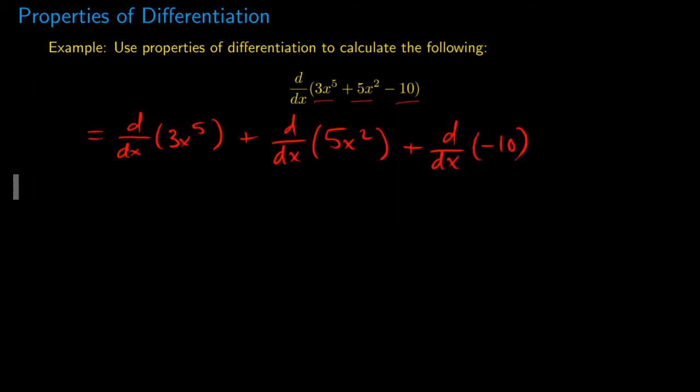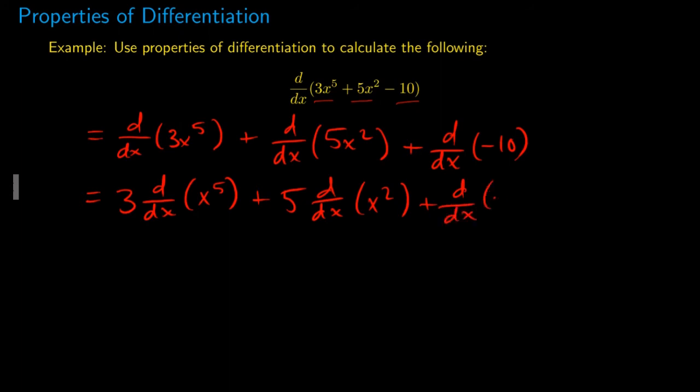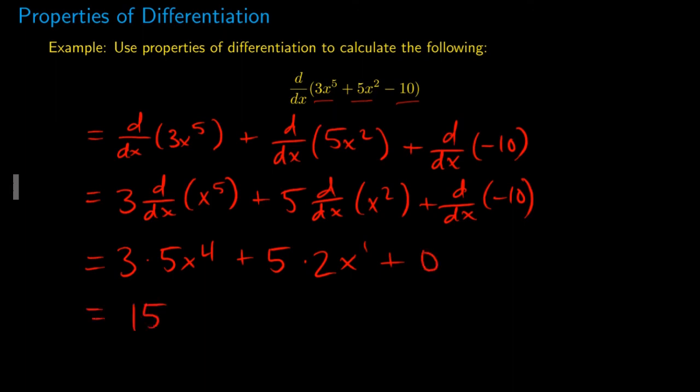Then that constant multiple property tells me that I can pull out 3 times the derivative of x to the 5th plus 5 times the derivative of x squared. And we'll just keep our derivative of negative 10 at the end. Then I can go ahead and differentiate. So this will be 3 times 5x to the 4th plus 5 times 2x to the 1st plus the derivative of a constant is just 0. And that simplifies to be 15x to the 4th plus 10x as our final derivative.